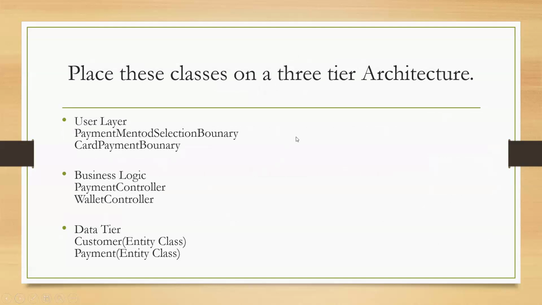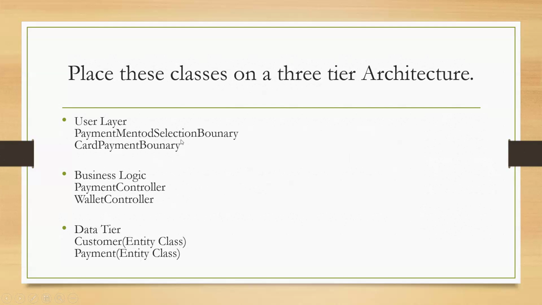The next question, the third question, is how do you place these classes on a three-tier architecture? I think you might have gone through the three-tier architecture in your Prep 1, right? What is the three-tier architecture? It consists of three layers: the presentation or application layer, the business logic layer, and the data layer. So mention the three-tier architecture, then the classes you have derived previously, and which layer each of these classes comes under.